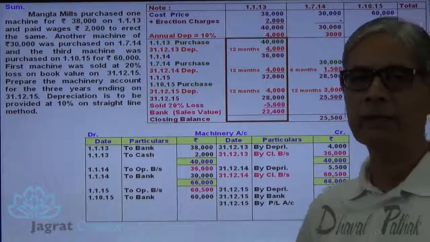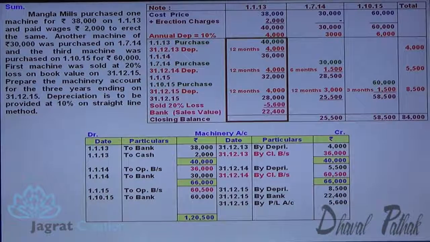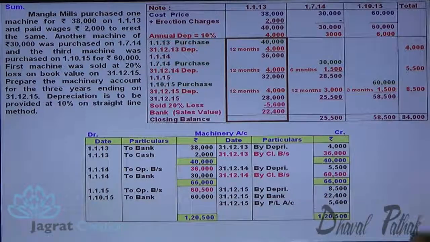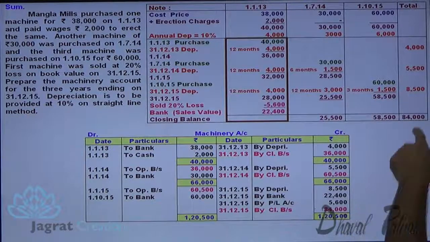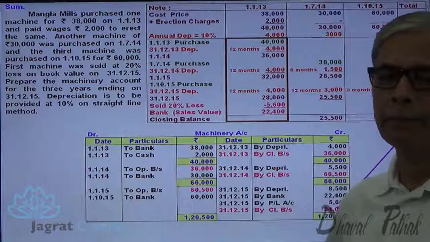Now I am required to find out the closing balance of machinery. So total of debit side 1,20,500 minus depreciation and the sales value and the loss on sale of machinery will be deducted. So closing balance works out to be 84,000. This 84,000 calculation confirms. This is how the closing balance is worked out. So this is the working note that I have prepared.